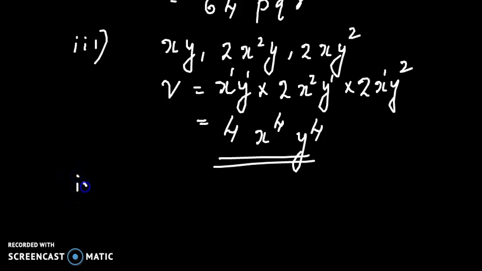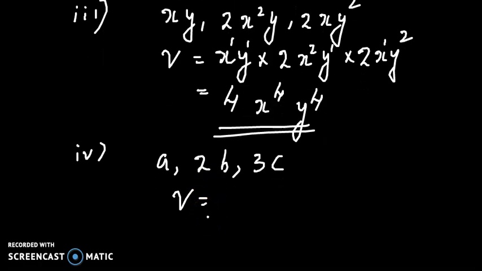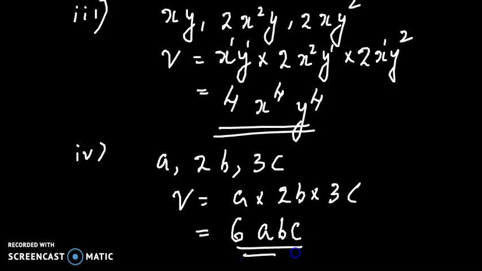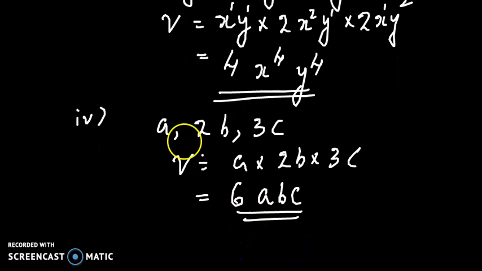So the fourth question. Here a, 2b and 3c. So for the volume, a is the length, 2b the breadth and 3c the height, that way you think. Volume is length into breadth into height. So a into 2b into 3c, that is 2 times 3 is 6, and abc. So 6abc is the answer. This way we can find the volume of a cuboid.